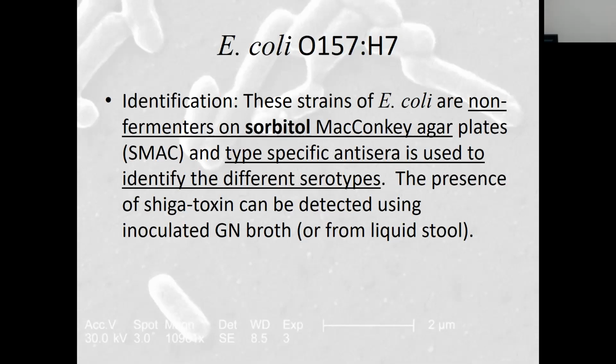Okay, if we set that E. coli up on that plate and it doesn't ferment sorbitol, that means it stays clear, doesn't pick it up, didn't change, then we may have an E. coli 0157. That's our screening growth, but then we also will look for the Shiga toxin. And we can do it by detecting using inoculated gram-negative broth or from a liquid stool. Okay, so the Shiga toxin being produced would be the other thing we could test for.